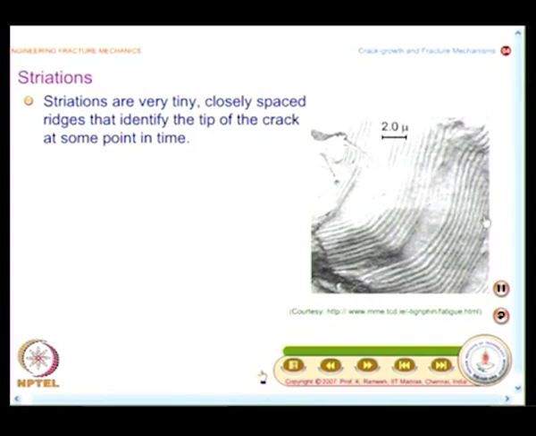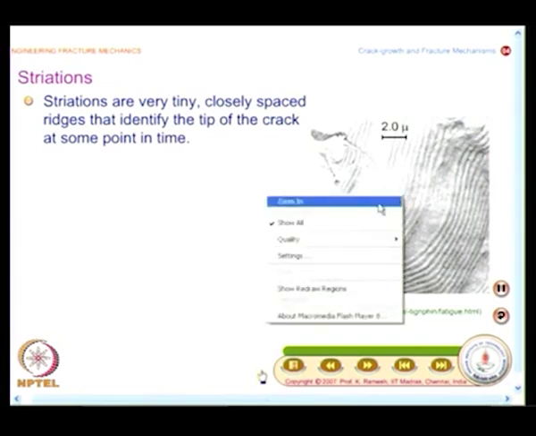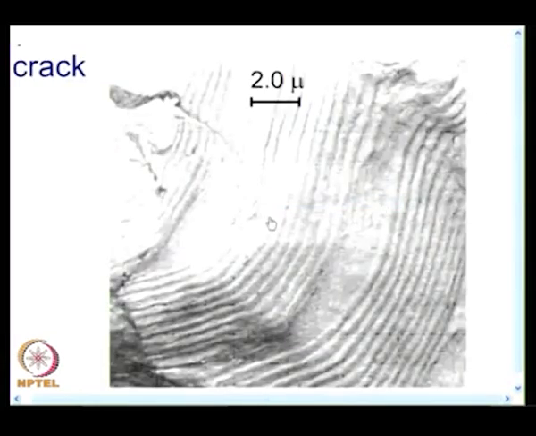And you have typical striations observed in a specimen. The courtesy is given at the bottom, and you should also see the scale. It is 2 microns. This short distance is 2 microns. So, within 2 microns we have 1, 2, 3, 4 striations seen, and I will also magnify this picture for clarity and try to make a sketch of it.